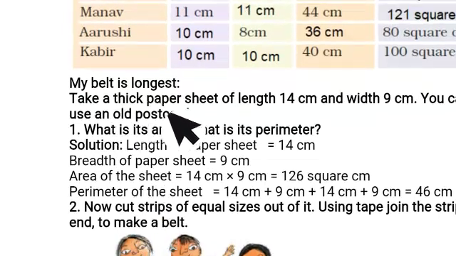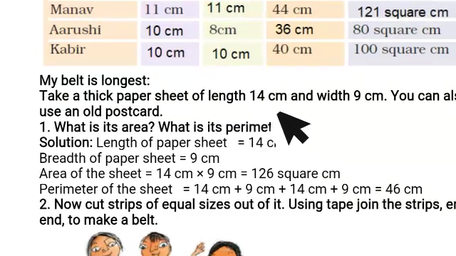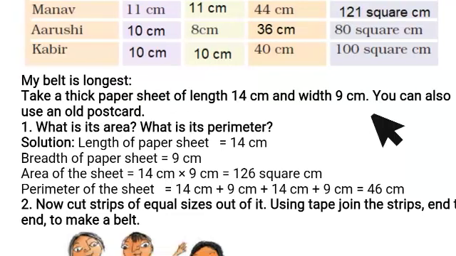My belt is longest. Take a thick paper sheet of length 14 centimeter and width 9 centimeter. You can also use an old postcard. It means we have to take one paper whose length is 14 and width is 9 centimeter. What is its area and what is its perimeter? First we have to find the area, then the perimeter.